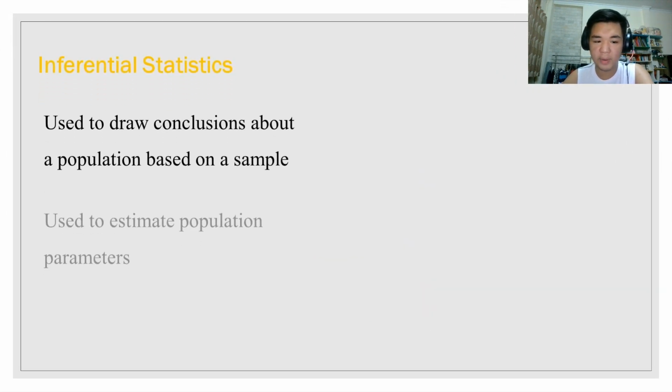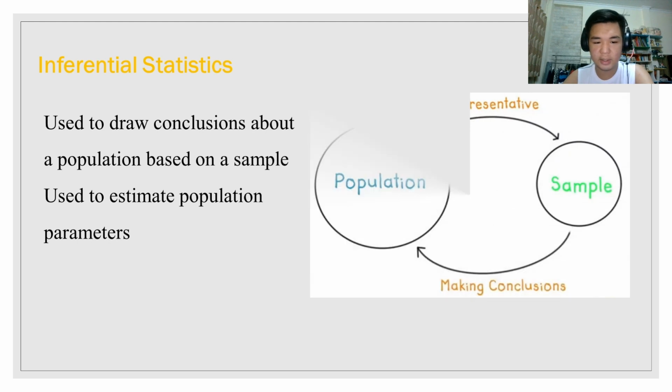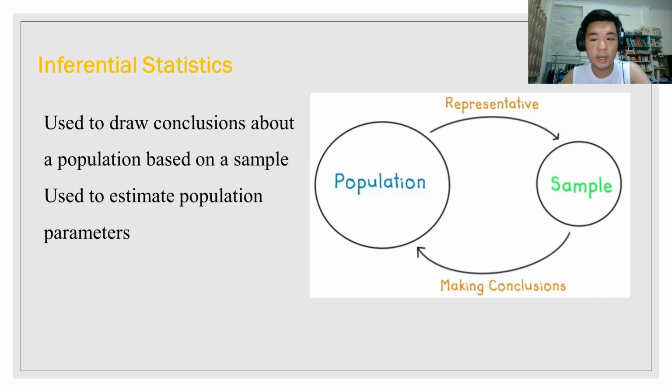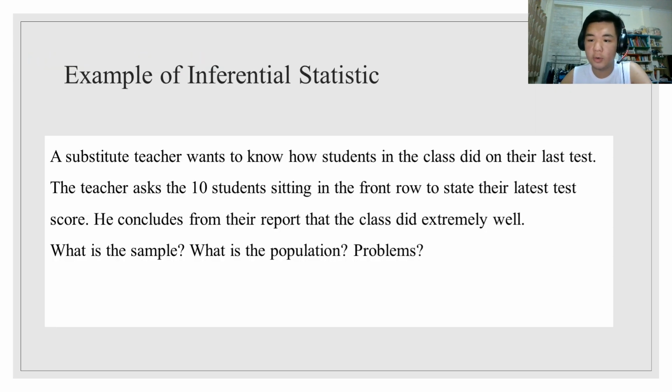Next, I will talk about the inferential statistic. This kind of statistic allows you to make predictions from data, and is used to draw conclusions about a population that's based on a sample. It is also used to estimate population parameters. Here is an example for inferential statistic.